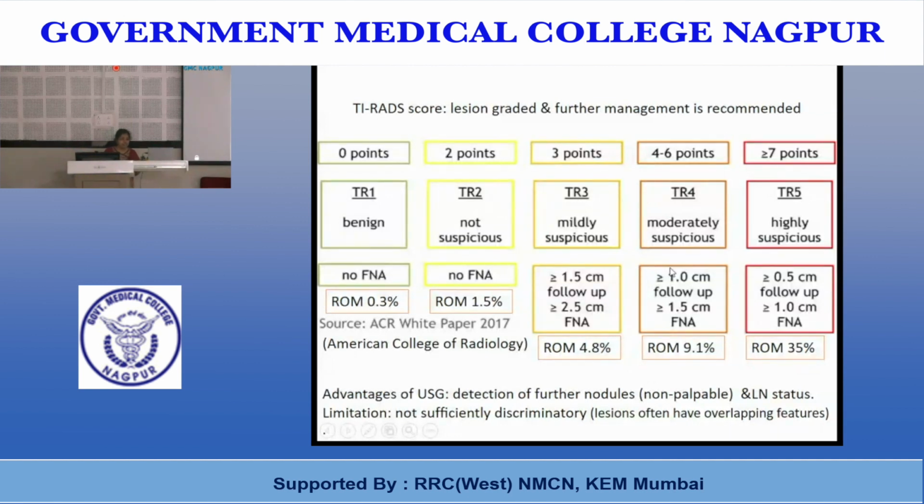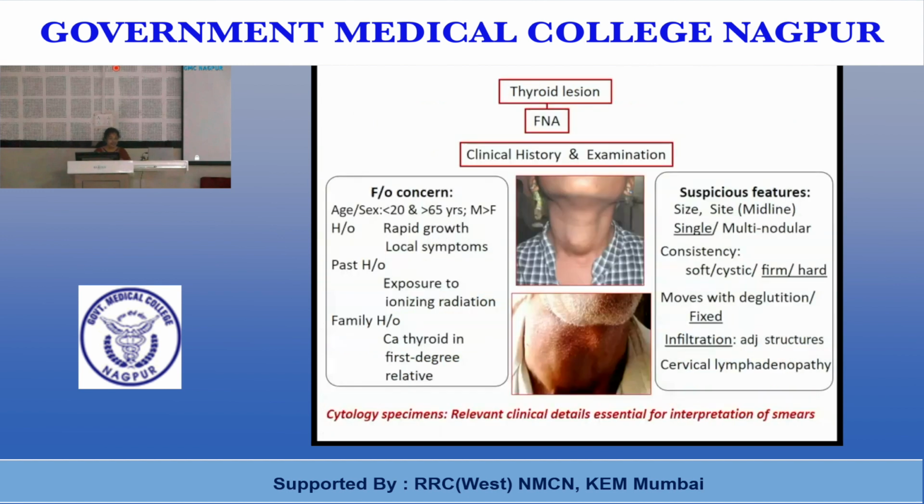Now what are the advantages of ultrasound? Firstly, it will help us localize the lesions. Secondly, it helps detect any further nodules which were not palpable. They can also be found on ultrasound, and it also gives us an idea about the lymph node status. But the limitation is that often the lesions have overlapping features, so it is not sufficiently discriminatory, so the patient comes for an FNA.